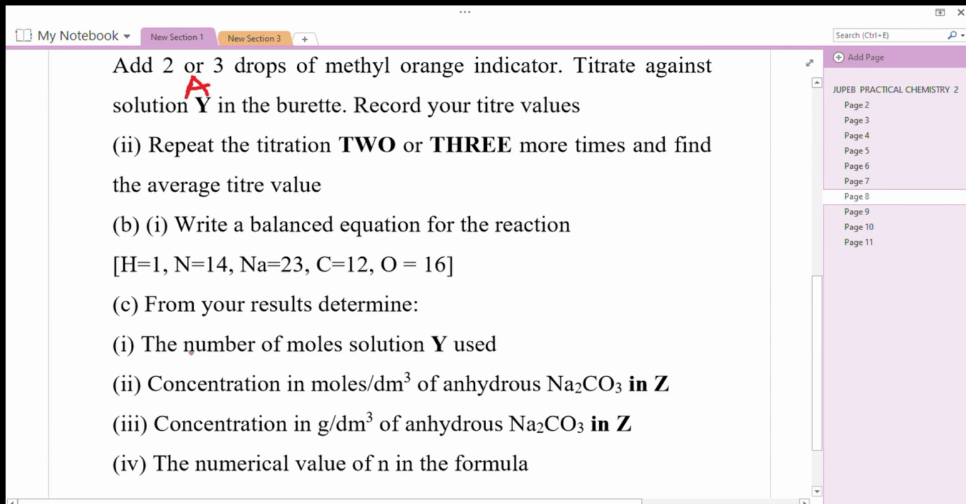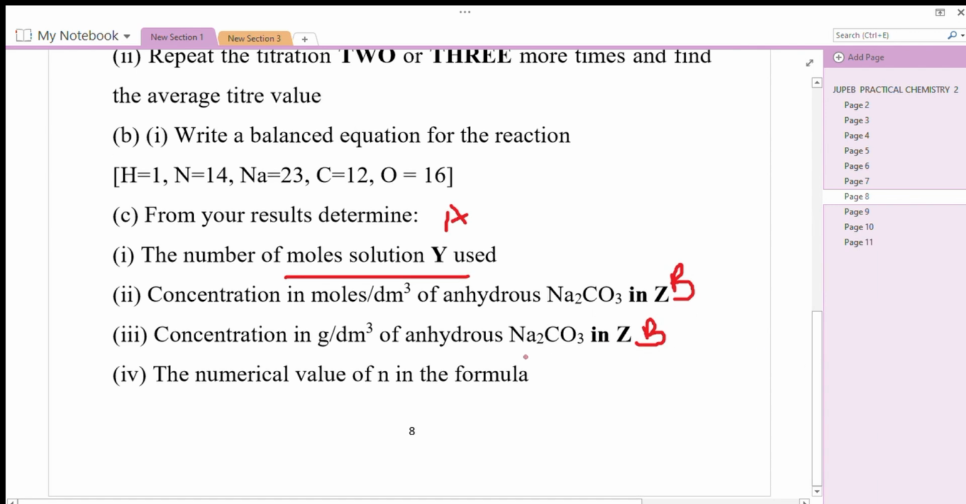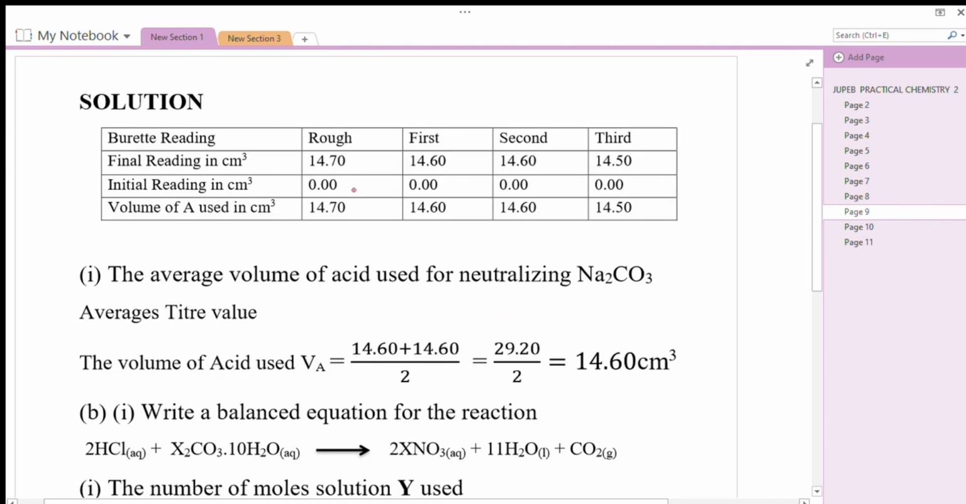Then from your results, determine the number of moles of Y, that's our A, and the concentration of anhydrous Na2CO3 in B, and in gram per dm³ also in B, and lastly the numeric value of n in the formula of B. Again, our table is the same table I told you we have been using.